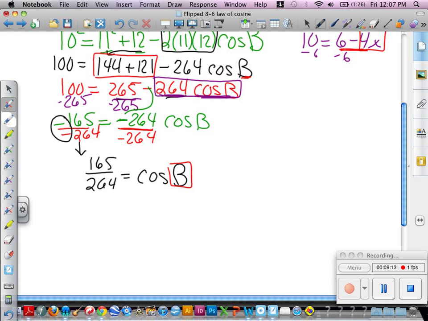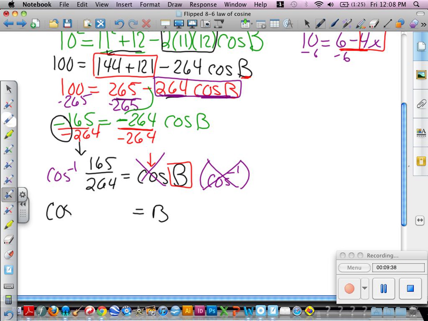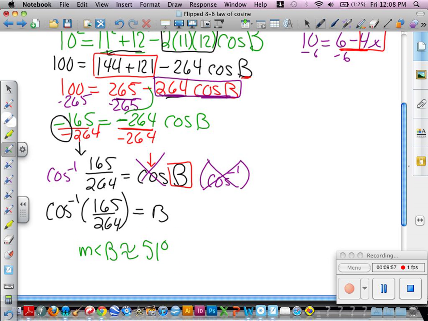Our goal is to get B alone. So cosine needs to move. No, it's not divide by cosine, people. If you're thinking that, you've got to use your inverse function. That way, cosine and inverse cosine cancel each other out. Now you have B equals cosine inverse of 165 divided by 264. You should know how to punch that in your calculator if you've been working on that. I'm going to give you that to the nearest degree. So the measure of angle B is approximately 51 degrees.